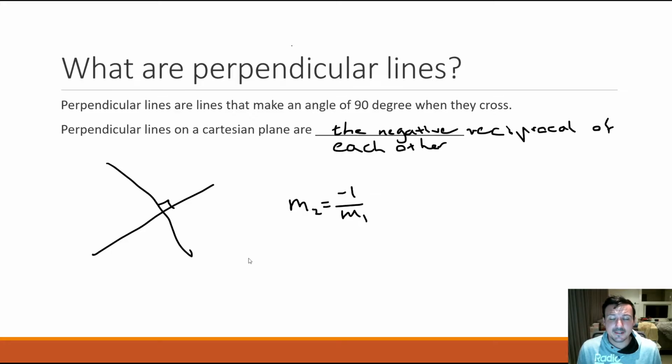the first gradient. A negative reciprocal: if I have a gradient of 2 over 3, then its negative reciprocal will be negative 3 over 2.